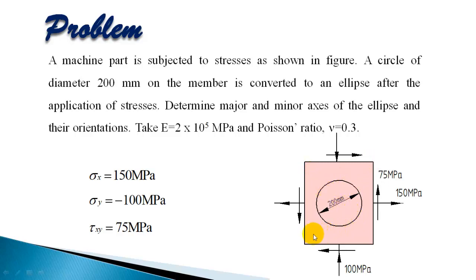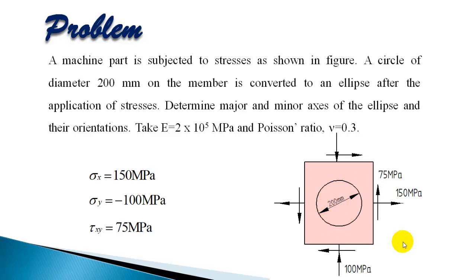As a result of tensile stress, the element will deform and the diameter of this circle drawn will increase and it will be more than 200 mm. Whereas in the perpendicular direction you will have compressive stress and the diameter will decrease and it will be less than 200 mm. Now you have to find out what is the increase and what is the decrease in diameter in these directions. So finally you should find out the major axis and minor axis of this ellipse.